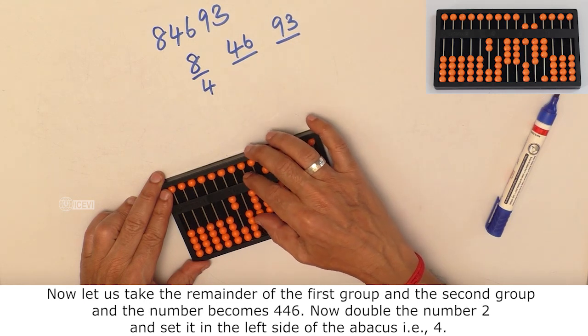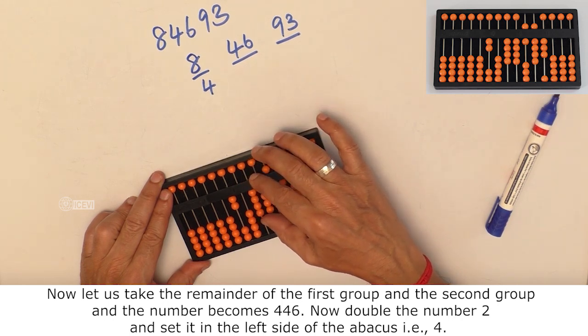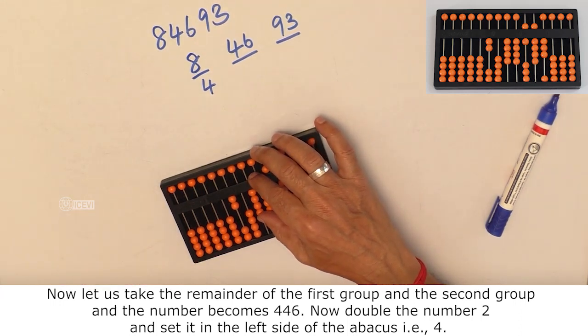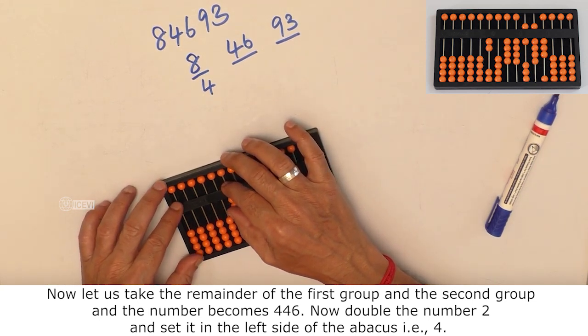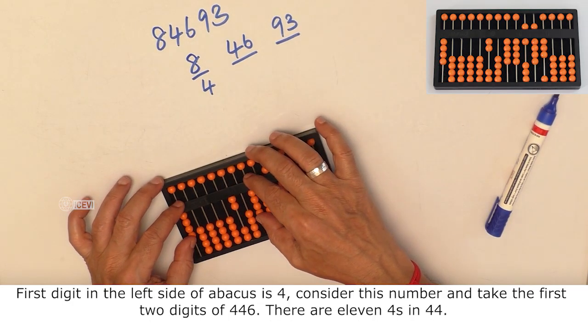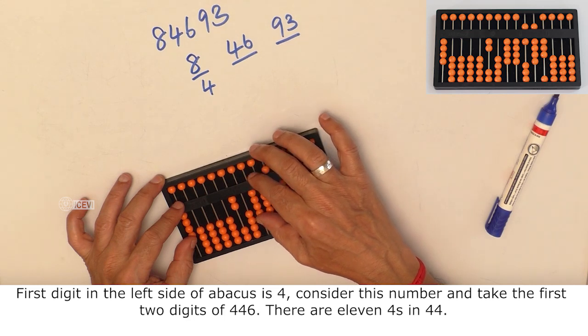Now let us take the remainder of the first group, which is 4, and the second group, and the number becomes 446. Now double the number 2 and set it in the left side of the abacus, that is 4. Now the first digit in the left side of the abacus is 4. Consider this number and take the first 2 digits of 446. There are 11 fours in 44.